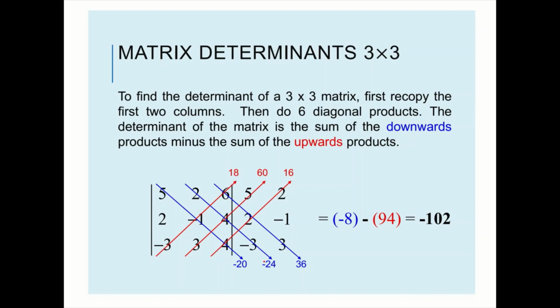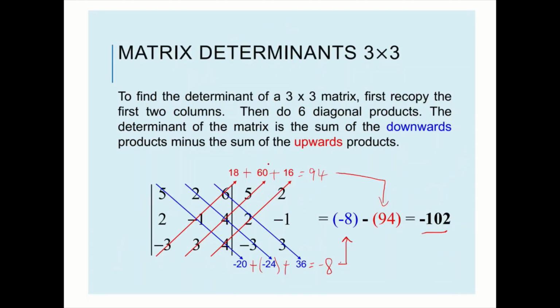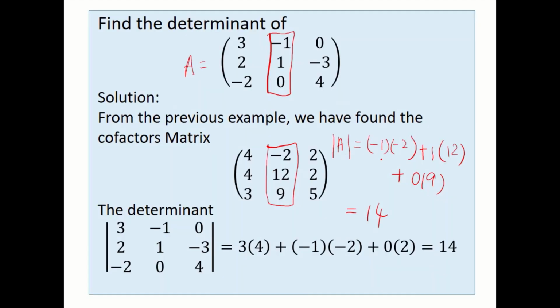Now finally, this is what we are going to do. We are going to sum negative 20 plus negative 24 plus 36. So the answer we get is negative 8. So put the negative 8 here. And again, we are going to sum 18 plus 60 plus 16. So we get 94. And we are going to put this one here. So when we take the sum of the multiplication downwards minus the sum of the multiplication upwards, we will get the determinant. You can use this example again to find the determinant using this method. You will get the same answer, which is 14.